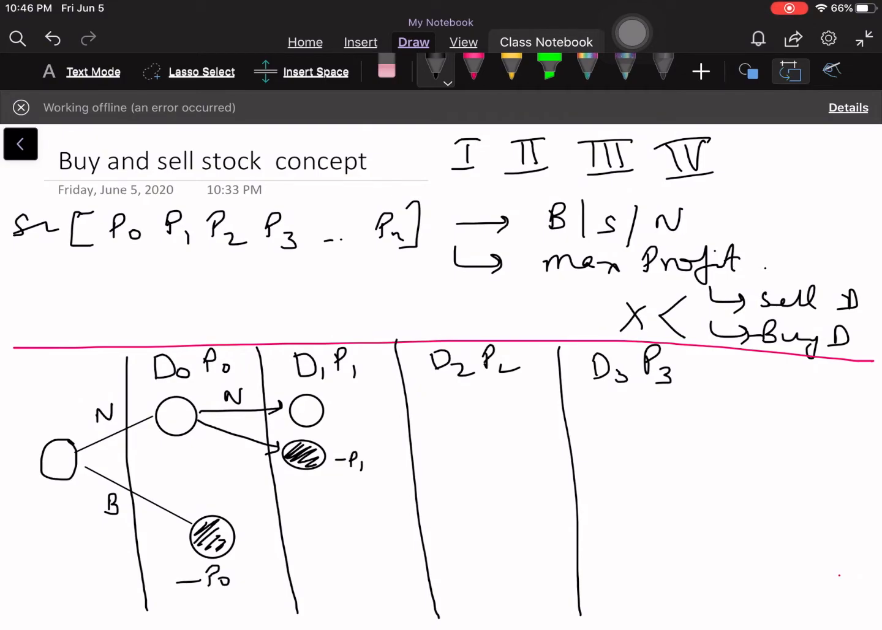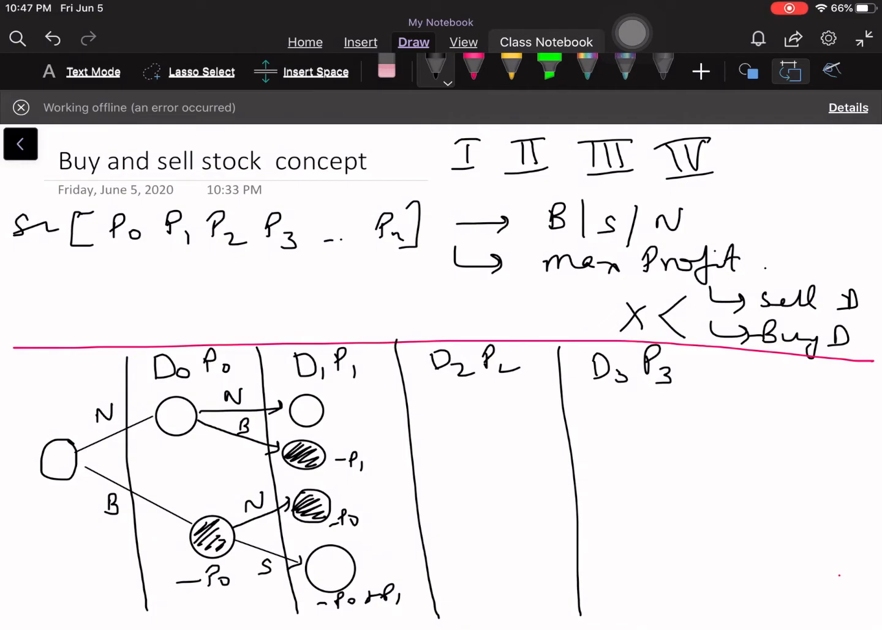In the second case, when we bought the stock on D0, we again have 2 options. We can do nothing, which is still minus P0, or on the next day I can sell the stock and make it empty. My profit becomes minus P0 plus P1.